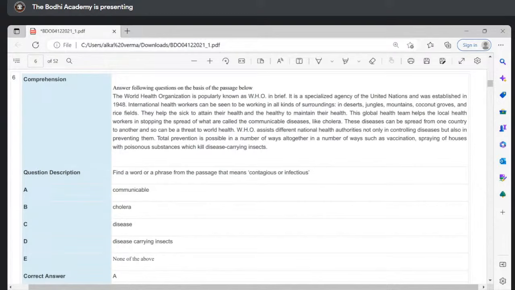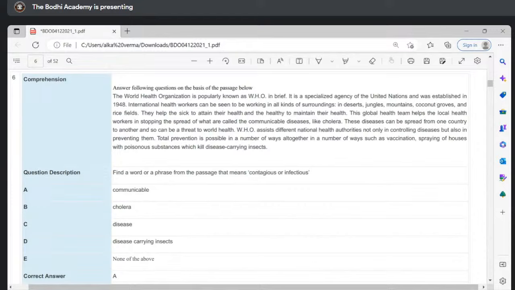Then they are saying that these diseases can be spread from one country to another, which is a threat to the entire community. And then they're saying how WHO has to take care of all that, make sure the medicines are reaching everyone properly. Yes, you all can read the passage. That is majorly what the entire passage talks about. Then how prevention is important. In the end, they say total prevention is possible in a number of ways such as vaccination, spraying of houses with poisonous substances which kill disease carrying insects. So in the end, they have mentioned how we prevent all these diseases.